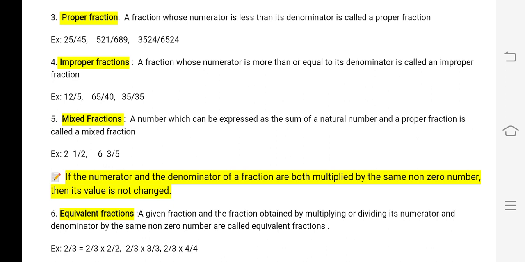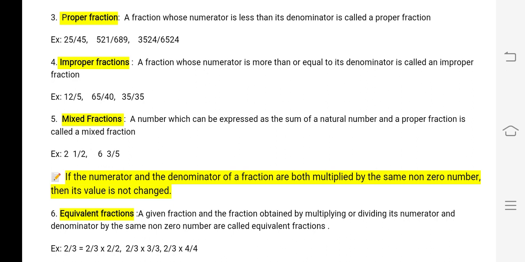The number which can be expressed as the sum of a natural number and a proper fraction is called a mixed fraction. In another way, we can say it's a combination of a natural number and a proper fraction. Example: 2 1/2, 6 3/5, etc.